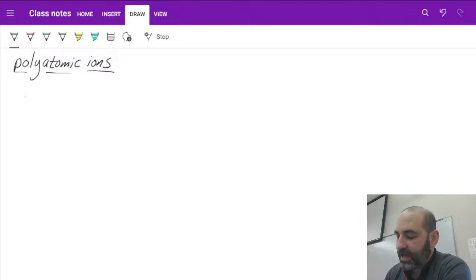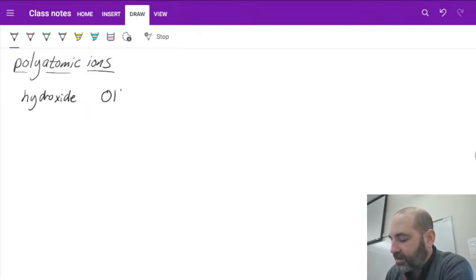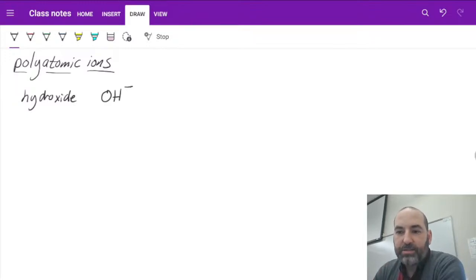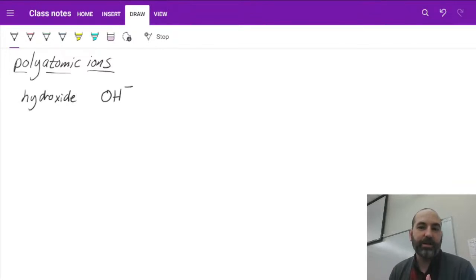So here's an example of one that we've actually used in lab, hydroxide ion. Hydroxide ion is OH and it has a negative charge. So that means we think of it as sort of one thing. Technically what it is, is an oxygen atom and a hydrogen atom covalently bound together. So sort of like 2/3 of a water molecule. And then that overall has a negative charge.